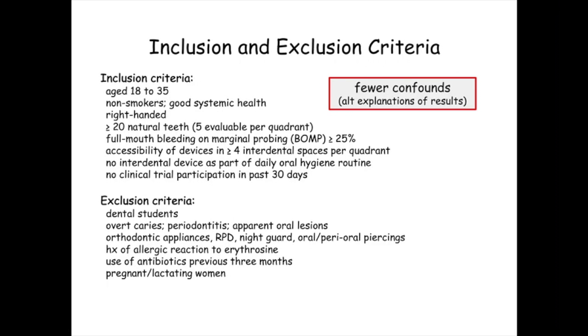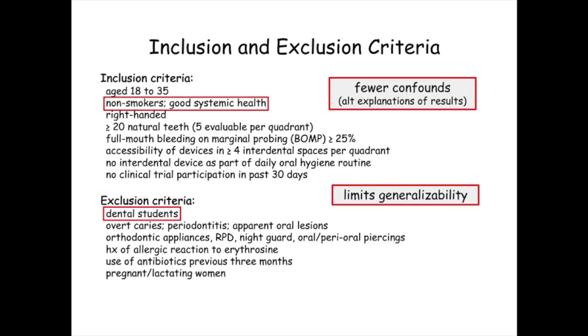Establishing inclusion and exclusion criteria helps to reduce confounds. For example, subjects had to be non-smokers and of good overall health, and they could not be dental students, presumably because you know too much. While these criteria tighten up a research design by eliminating potential confounds, they also result in a decrease in generalizability of results. For example, the researchers would not be able to state with confidence that their results apply to adults over the age of 35 or to those who wear orthodontic appliances.